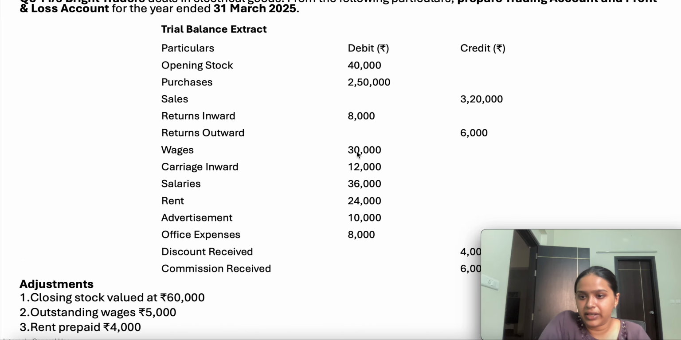Wages should also be a part of the trading account. They have given one adjustment for the wages: outstanding wages 5,000. It means net wages will be 35,000. Okay. So that you have to consider in the trading account. Carriage inward 12,000 you have to consider.